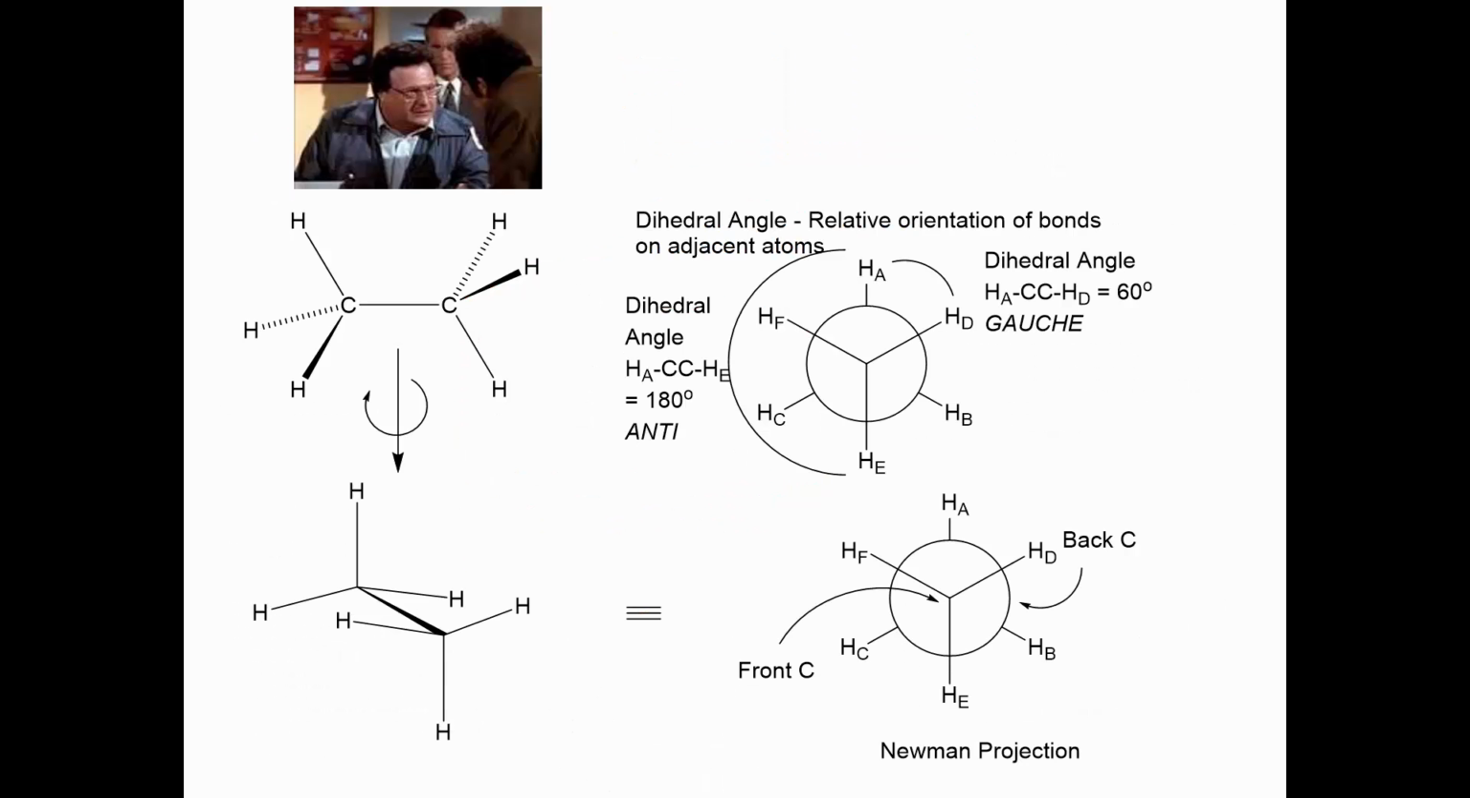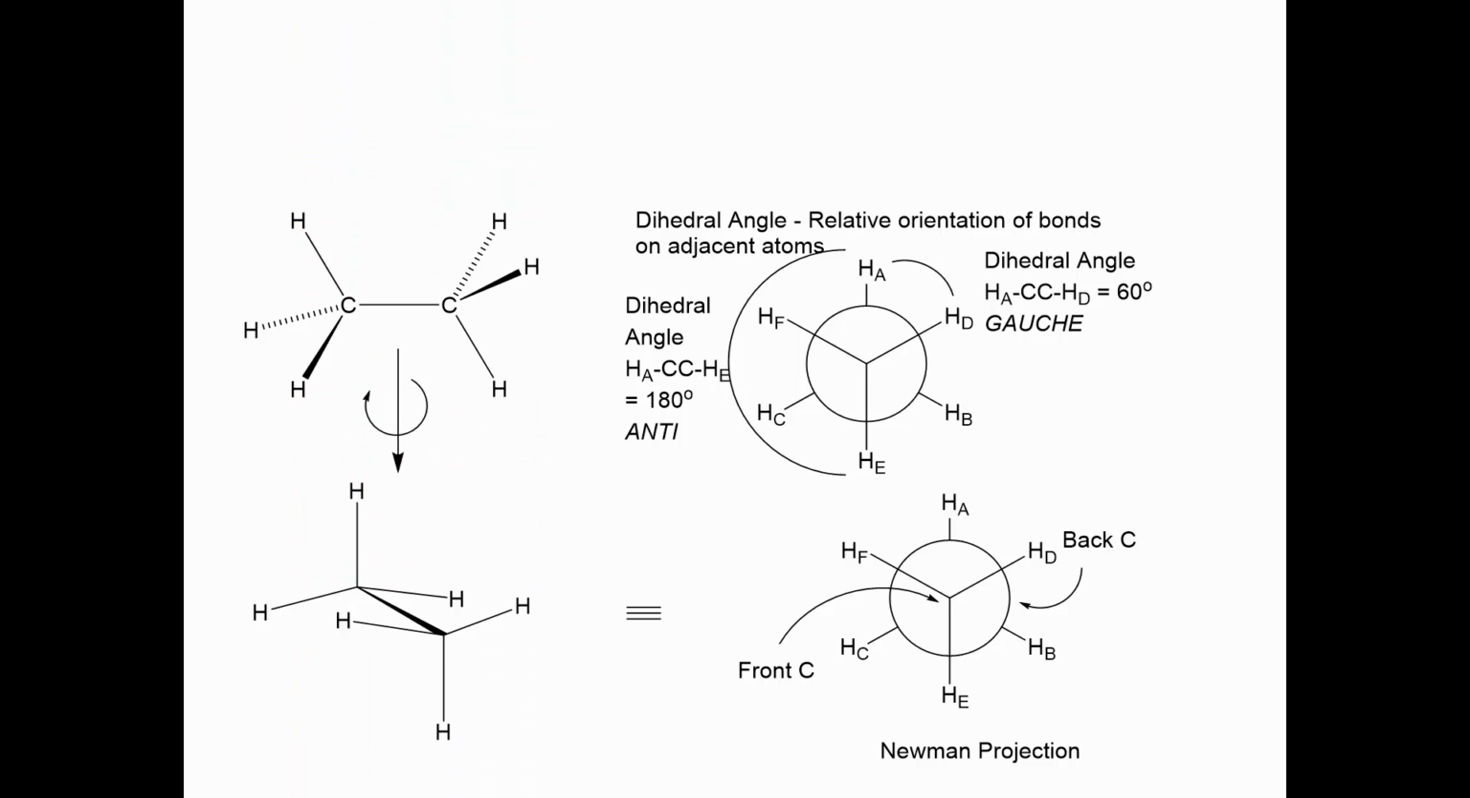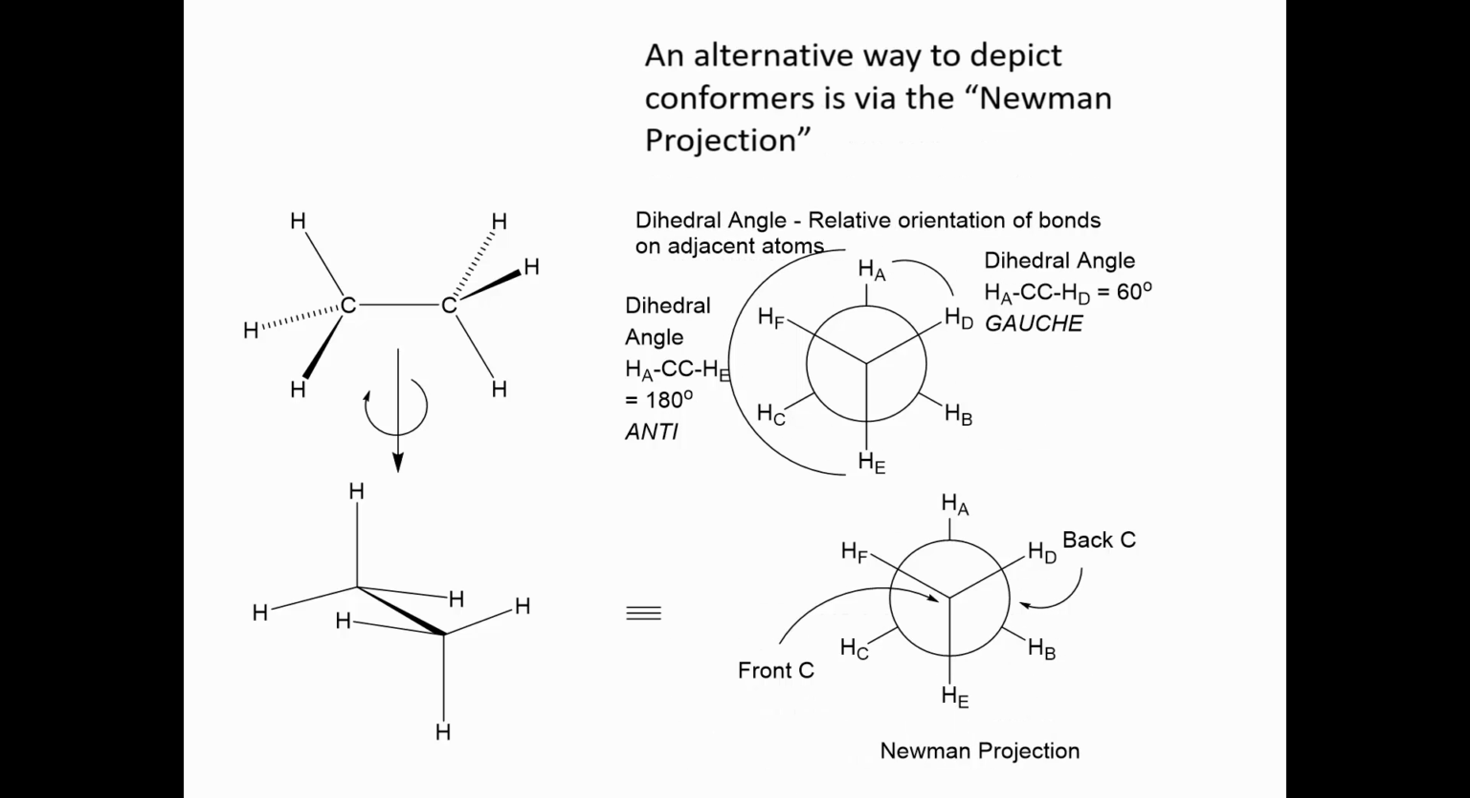In order to represent this, we're going to use a new kind of device here. The clue here is our favorite postal employee up here, Newman, and these are called Newman projections. The alternative way to depict conformers is via the Newman projection. It's not actually named after the Seinfeld character, but after a professor at Ohio State.